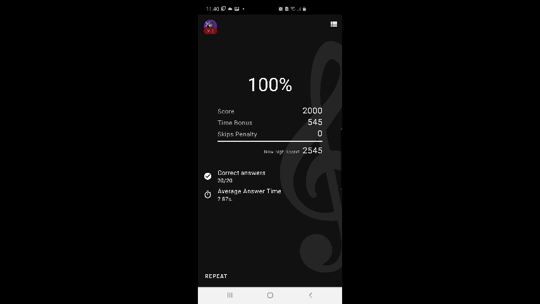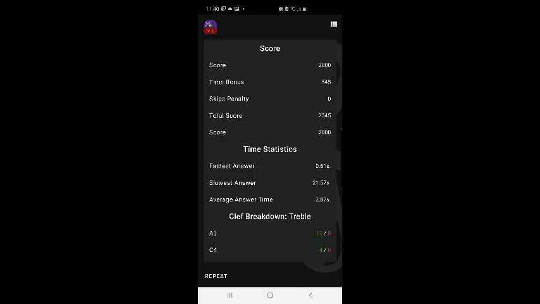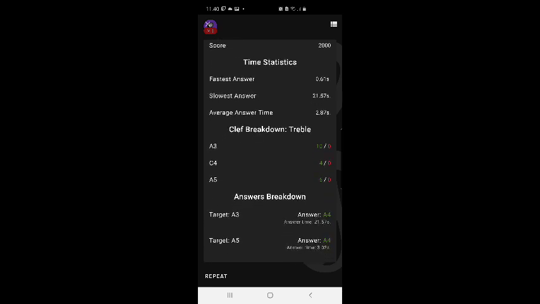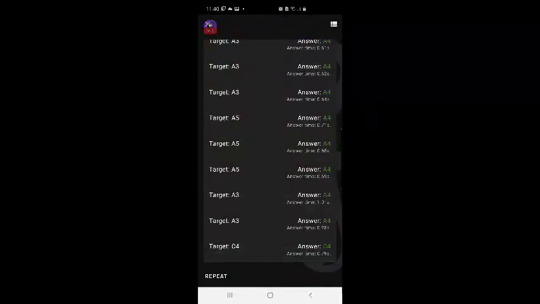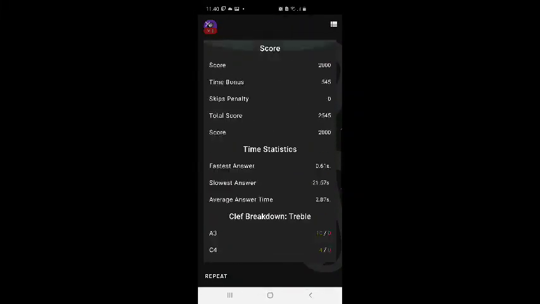Okay. Time bonus 545, so I get 2545 points. I want to see what this button over here does. Okay, score, time statistics, fastest answer was 0.61 seconds. Clef breakdown, treble, 10 A's, 4 C4s, six A5s. Okay, that's interesting. Look, there's all kinds of statistics that are generated. Wow, that's impressive.